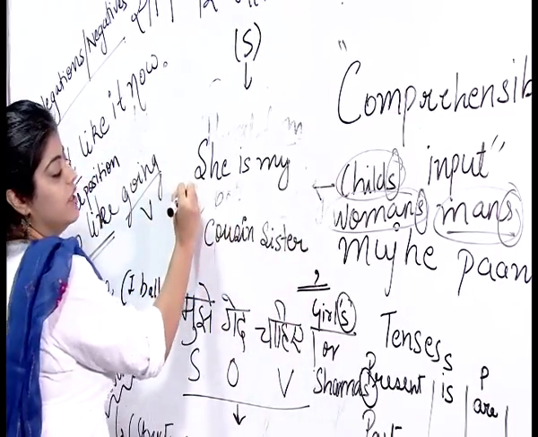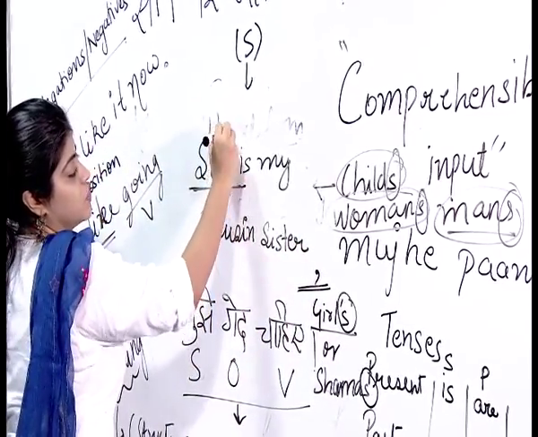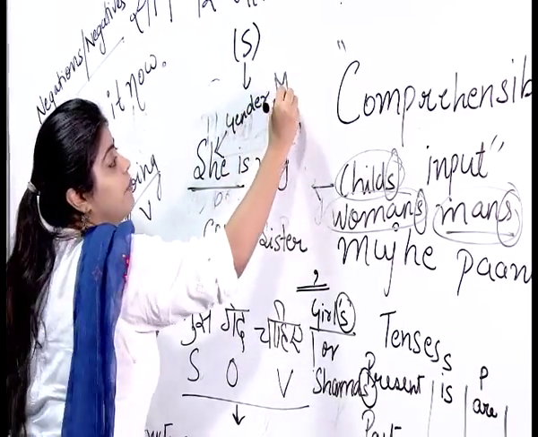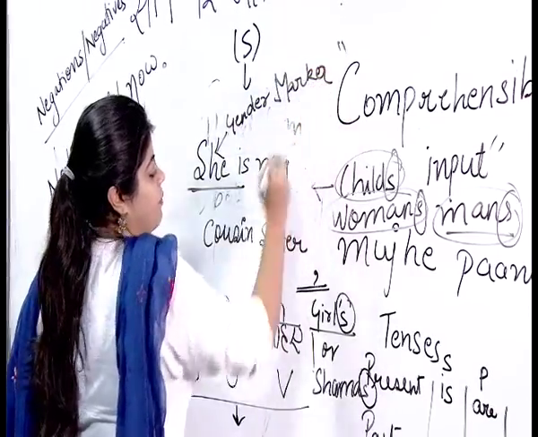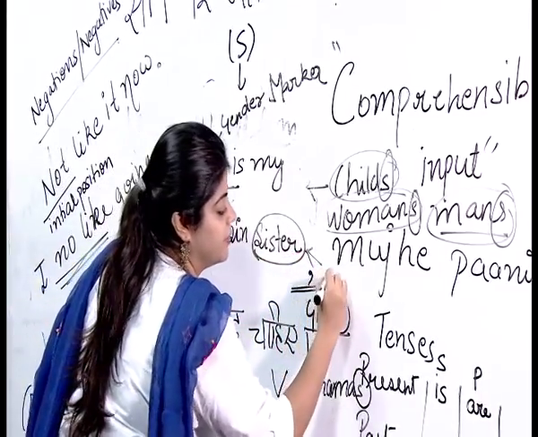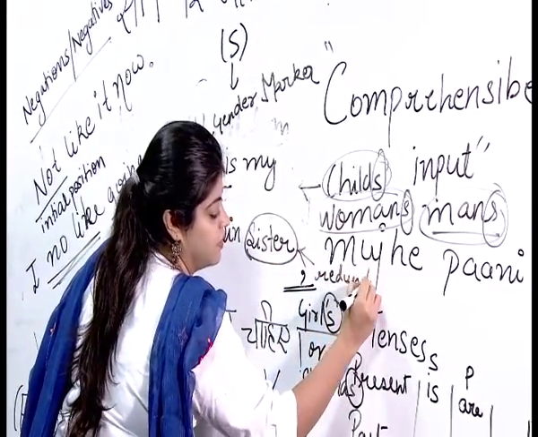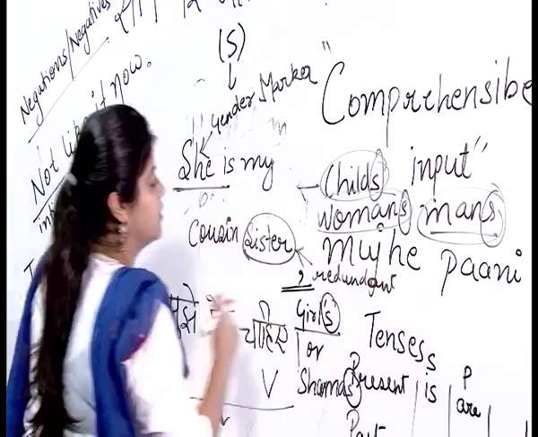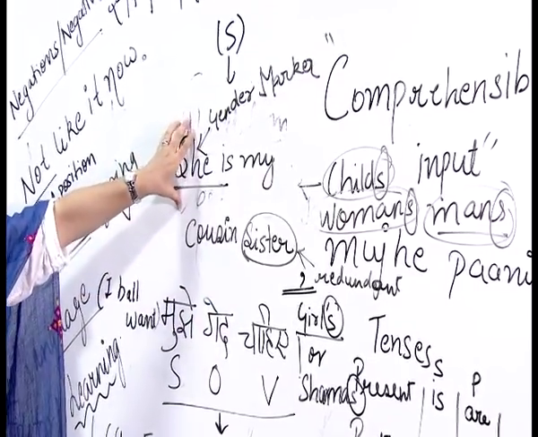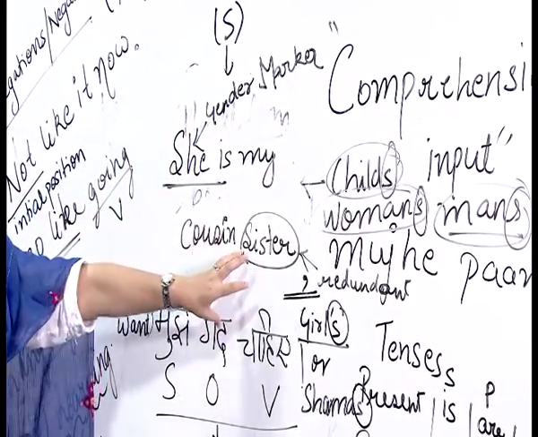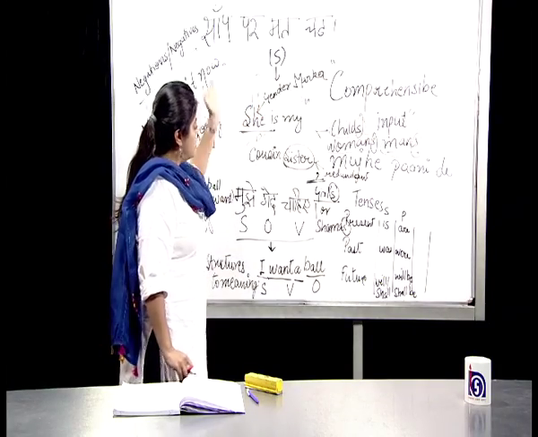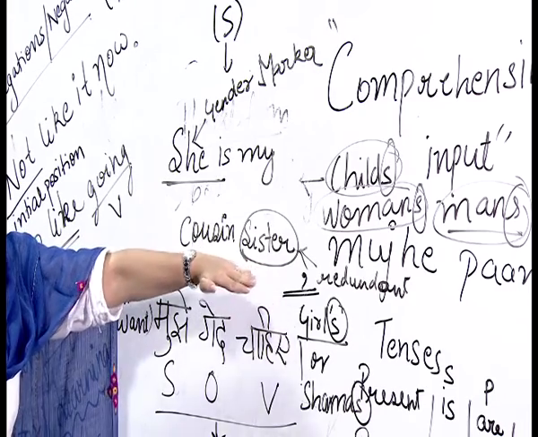So here we have already used a gender marker. It's called a gender marker because we use she for a female and not for a male. So referring here back again to a sister is redundant. Because already when we say she is my cousin, it means that you are talking about a female. So you don't have to say cousin sister, because sister again reiterates her gender, which has already been mentioned. So the use of this word is redundant.